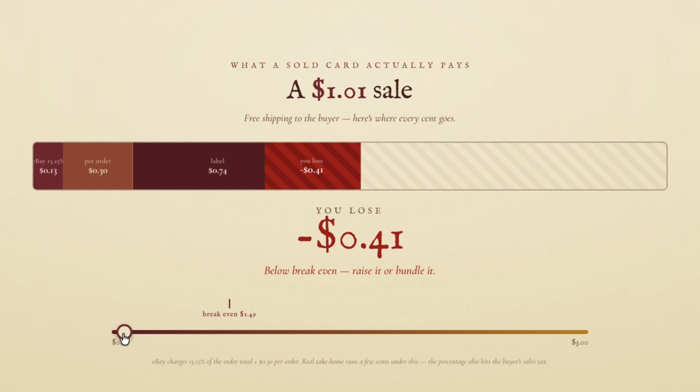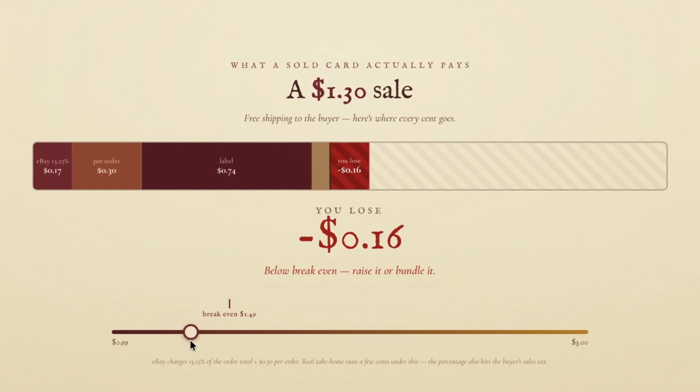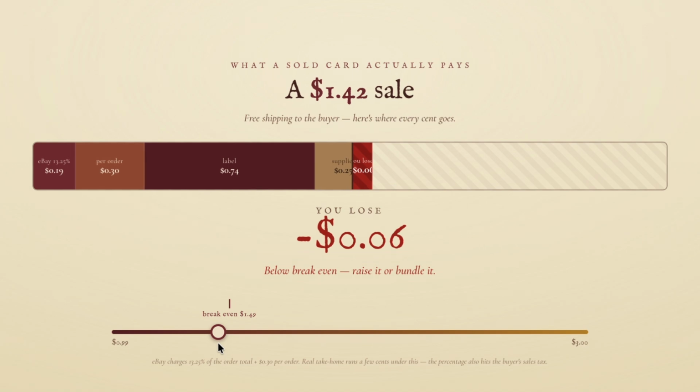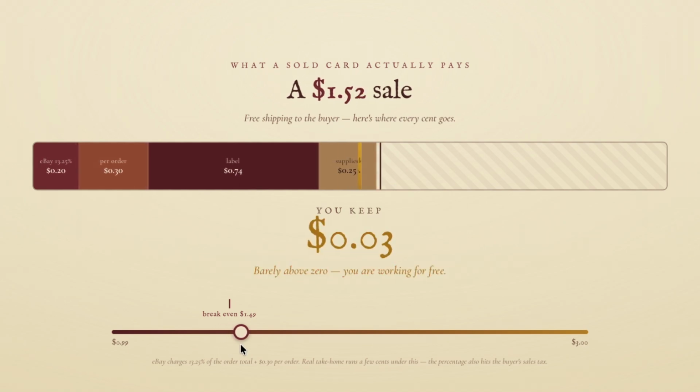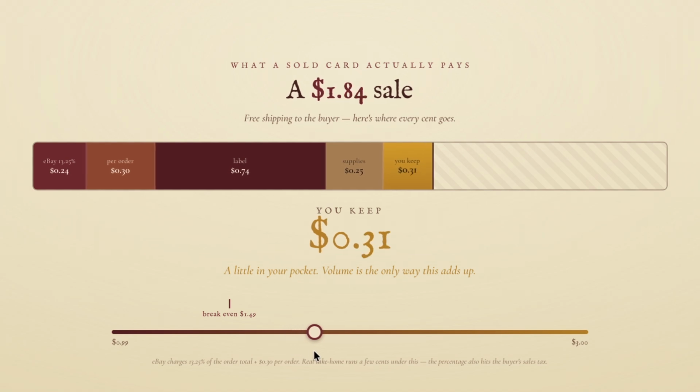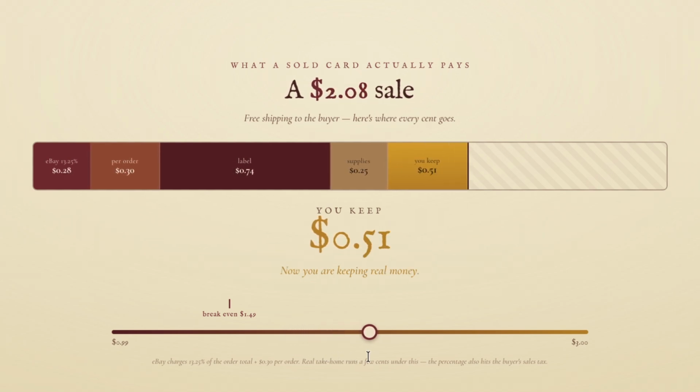Stack up the fixed costs. 30 cents plus 74 cents is about $1, or $1.04, gone before the percentage even kicks in. So a single card breaks even right around $1.20. Add your supplies, a sleeve and an envelope, and your real floor is closer to $1.50.